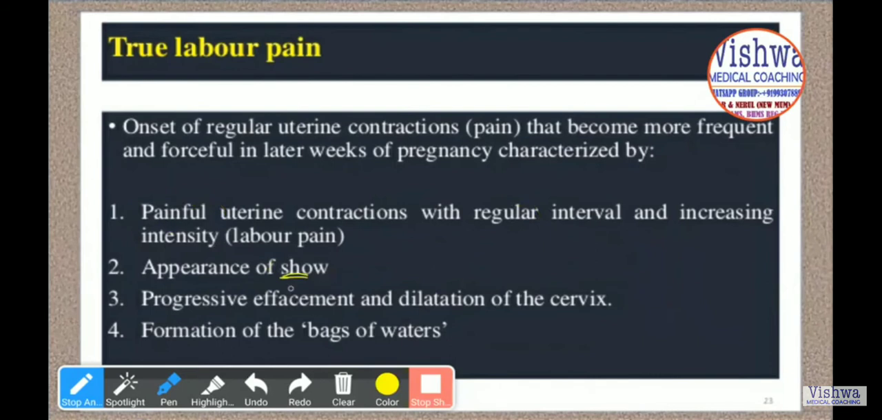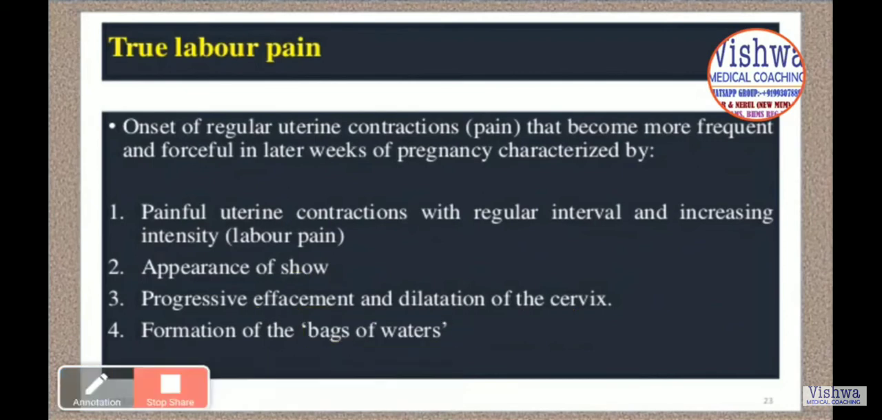And it leads to progressive effacement and progressive dilatation of the cervix. And it also leads to bag of water formation. Let me show you bag of water.